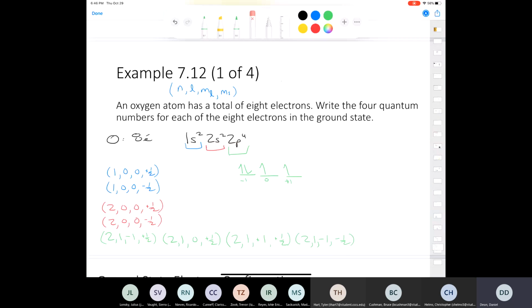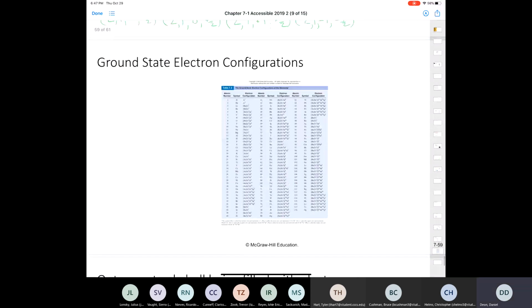So we literally came up with a set of 4 quantum numbers for every one of these 1, 2, 3, 4, 5, 6, 7, 8 electrons. Again, you can do that for any atom on the periodic table. Give me a thumbs up if you think you can do it, now that you've seen it done a little bit and gave it a try. All right, awesome. Here are the electron configurations for all of the elements in the periodic table.